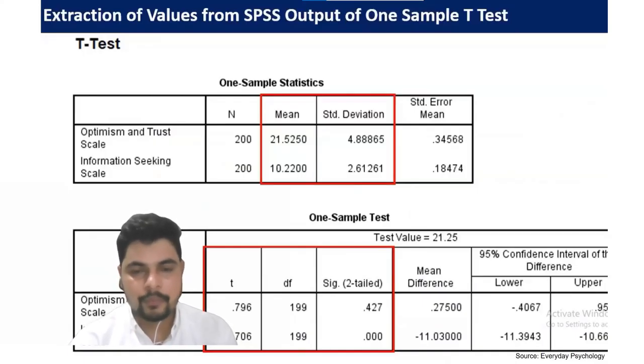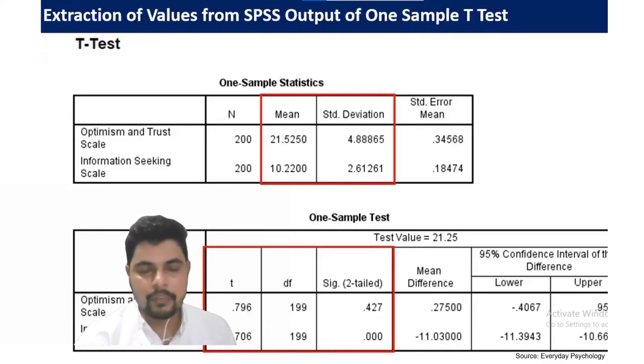Basically, the red boxes show the values that we need to put into our data according to the APA 7 format in our result chapter. This is the analysis done in the background, and we take these values. As we already mentioned, we need the mean differences. You can see for the optimism and trust scale, the number of participants is 200, its mean is 21.52 and standard deviation 4.8. So we need these values, and then we move toward the second thing, the confidence interval in the second table, the one sample test.